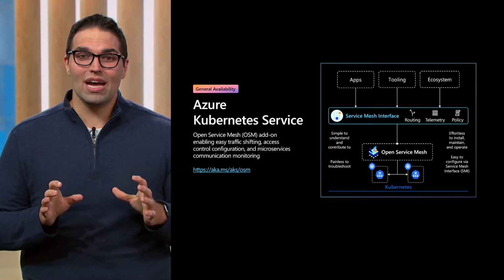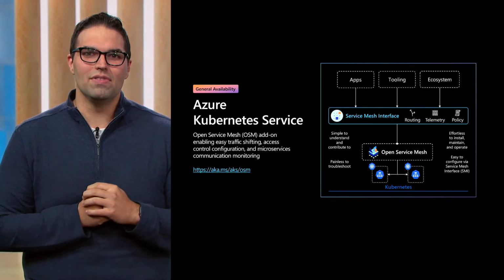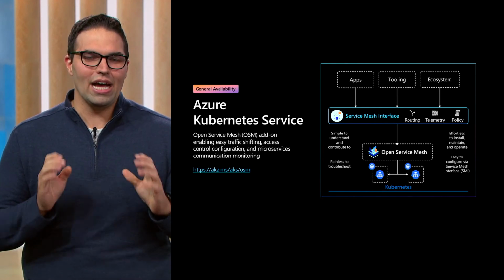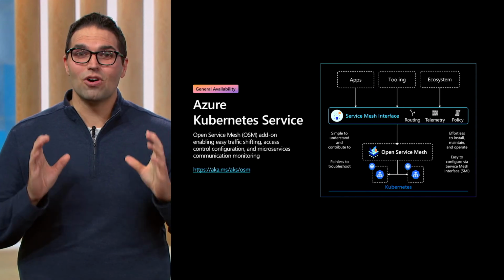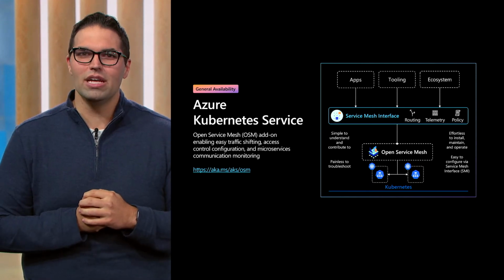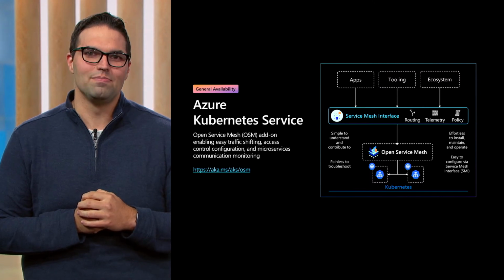But along with the rapid volume of Kubernetes adoption comes the operational complexity to maintain and secure the vast amounts of application endpoints that exist in these environments. At Ignite, we're excited to announce the general availability of the Open Service Mesh Azure Kubernetes Service add-on. Azure customers will be able to experience first-class Azure support on a fully integrated cloud-native app stack.